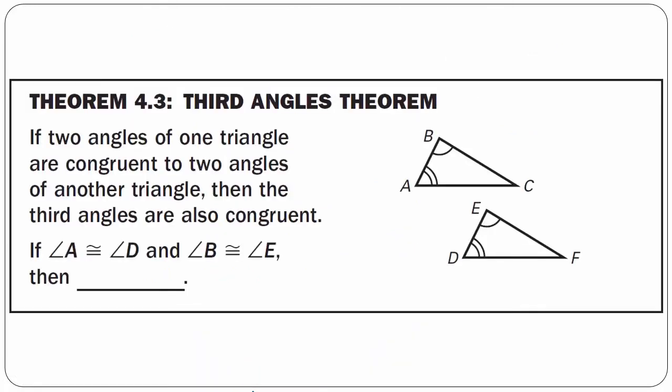Theorem 4.3, third angles theorem. If two angles of one triangle are congruent to two angles of another triangle, then the third angles are also congruent. If angle A is congruent to angle D, and angle B is congruent to angle E, then angle C is congruent to angle F. So those two angles are congruent.